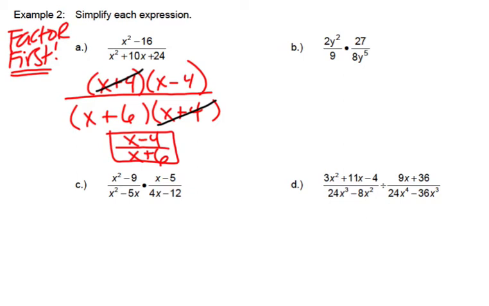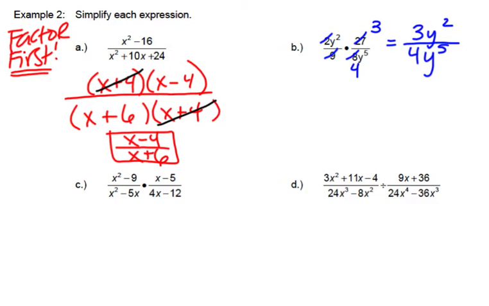With letter B, we're going to multiply straight across, but if I can start cross-canceling things, I'm going to go ahead and do that. I have a 2 on the top. 2 goes into 2 once, 2 goes into 8 4 times. How about the 9 and 27? 9 goes into 9 once, 9 goes into 27 3 times. Let's go ahead and stop canceling for the moment and just combine that. So I have a 3y squared all over 4y to the 5th.